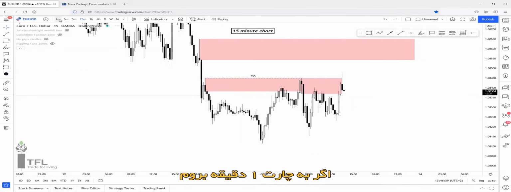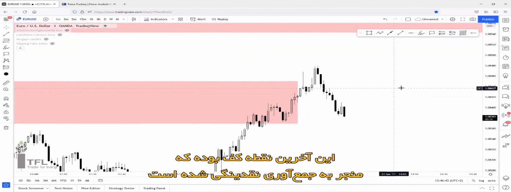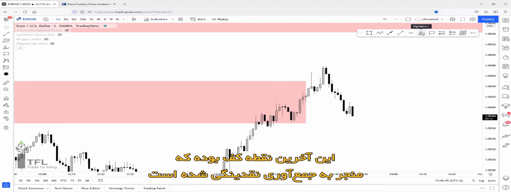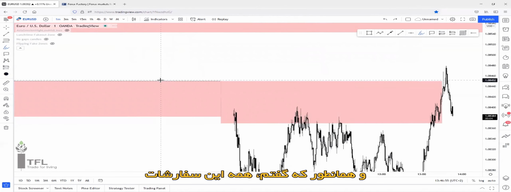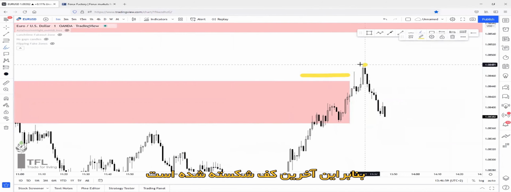If I switch to the 1-minute chart, I believe the change of character has happened right here, exactly what I drew with the arrow movements. As you can see, this was the last low point that has caused the change of character. I mean, sorry, this was the last low point that has caused the sweep. And as I said, all of these liquidity orders, all of these stop losses have been converted into new orders right here.